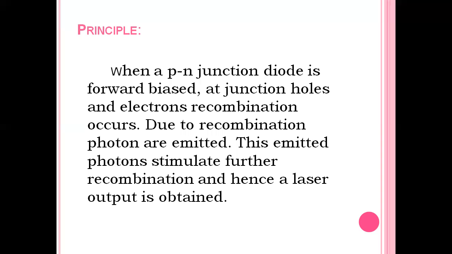That means, due to recombination of electron hole pairs, photons are released. These photons are stimulated. Stimulated means their number increases due to more and more recombinations. Again, these stimulated photons collide with more and more atoms and produce electron hole pairs. Hence, these pairs move towards each other, and again the recombination rate increases. If the recombination rate increases, the photon number also increases. Hence, we can get a laser output.